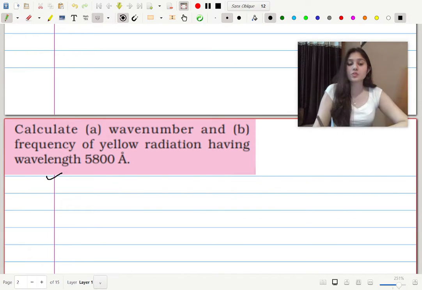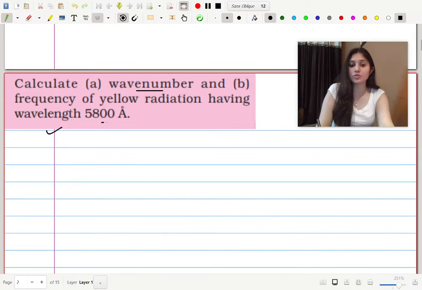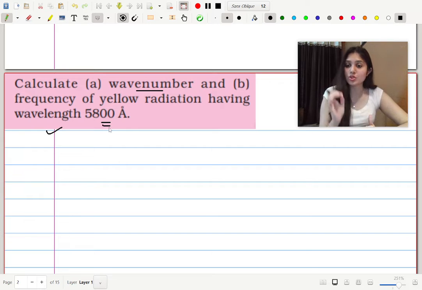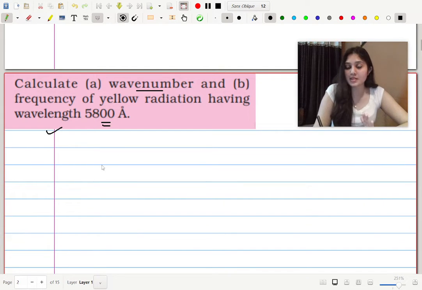So the first question is, calculate the wave number and the frequency of yellow radiation having wavelength equal to this. First things first, whatever is given to you, just write that down. I don't think I'm the first one telling you this, because if you are at this stage and you're in 11th standard doing your chemistry numericals, of course you know how to face numericals, right? So I think everybody does that. Just write lambda, which is given to you.